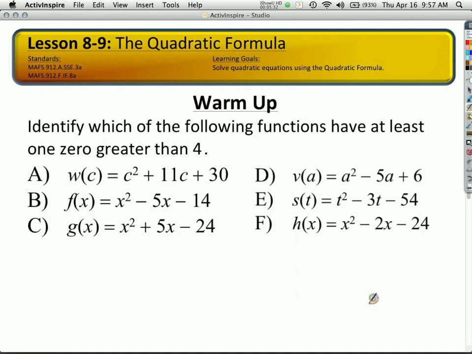Student number 4, what did you get? B, E, and F. Student number 20. B, C, E. Okay. Student number 15. E, F. Okay. Student number 7. E. Student number 10. The correct answers are B, E, and F.